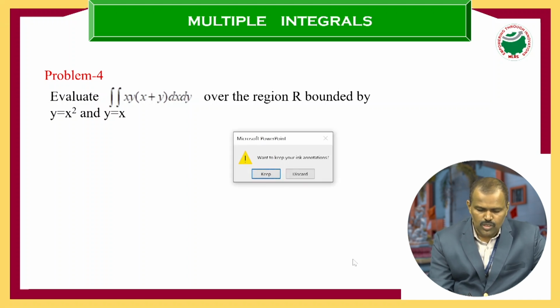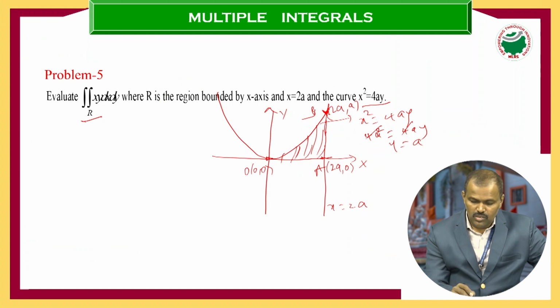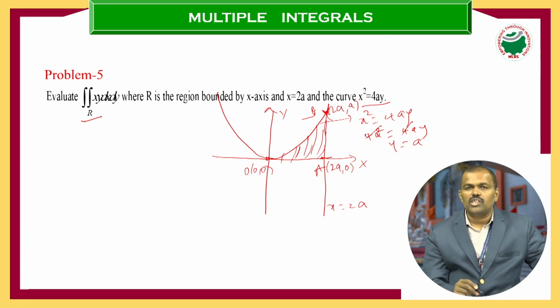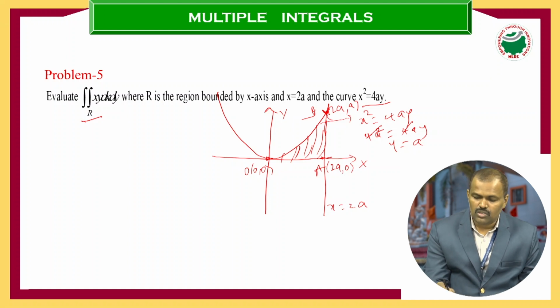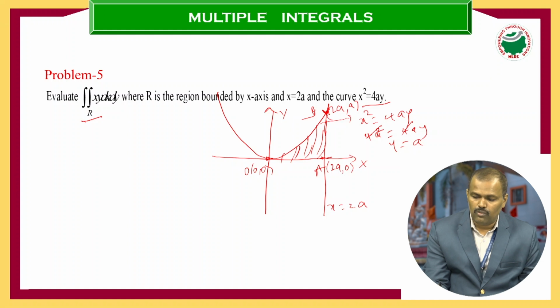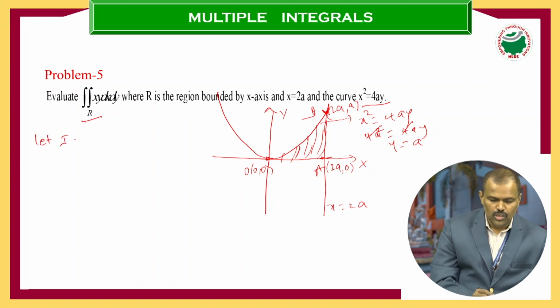Y axis means x is equal to 0. That means for the x limits, x in terms of y, this arc is the lower limit. This arc is represented by x square is equal to 4ay. From this, x is equal to root 4ay, which means 2 root ay. This is the x lower limit.